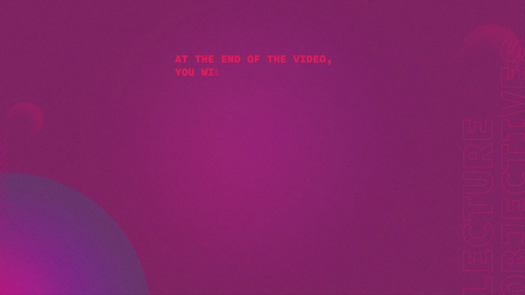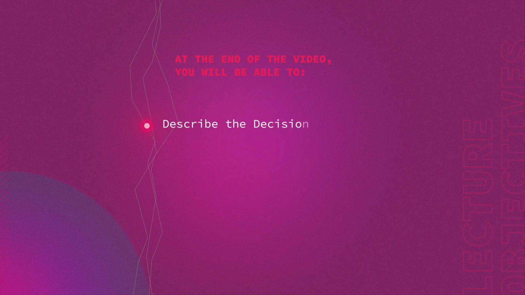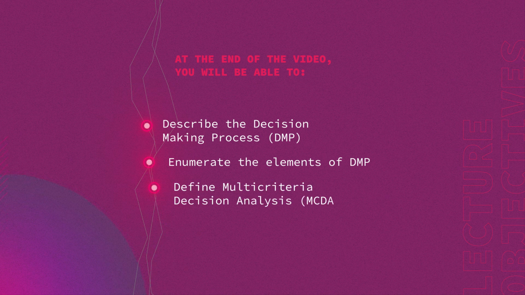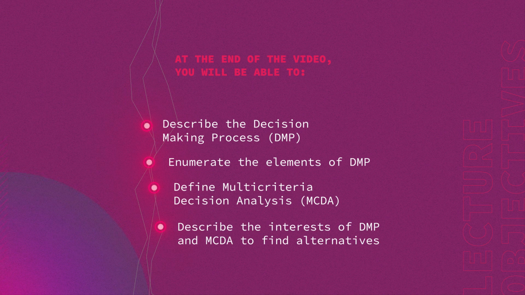At the end of the video, you will be able to describe the decision-making process, known as DMP, enumerate the elements of DMP, define multi-criteria decision analysis, or MCDA, and describe the interests of DMP and MCDA to find alternatives.